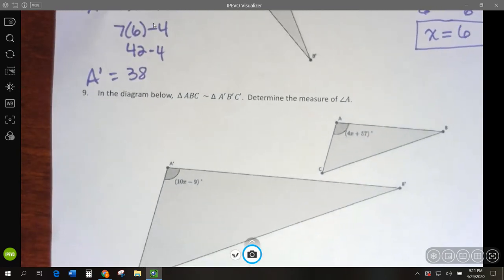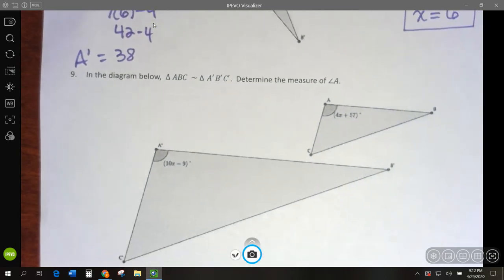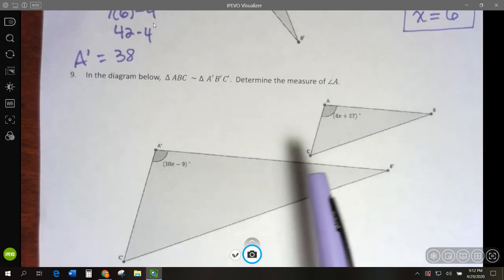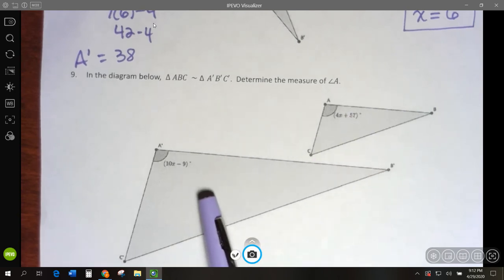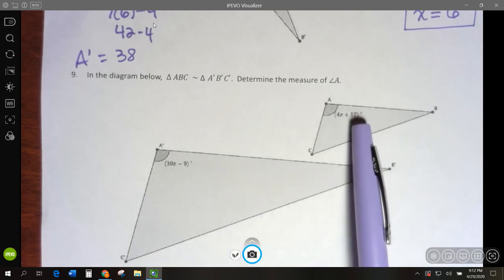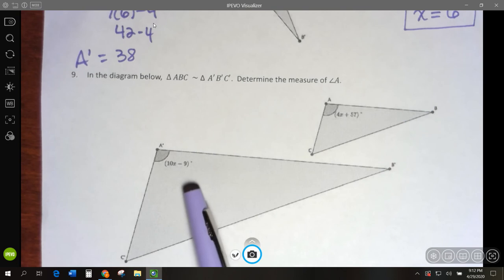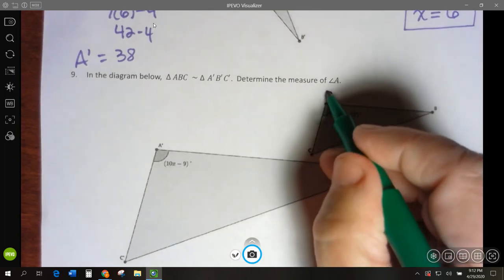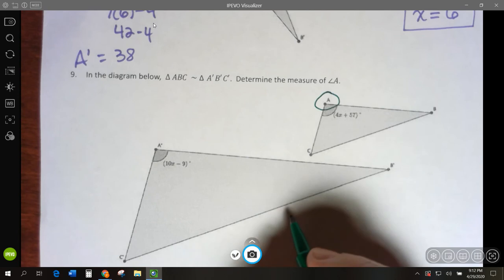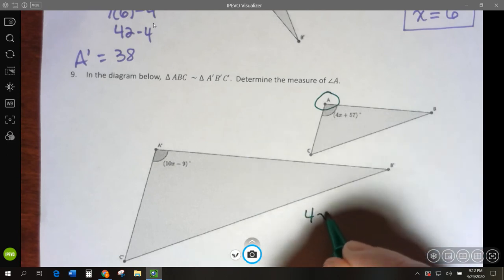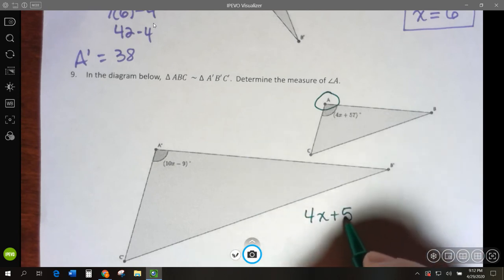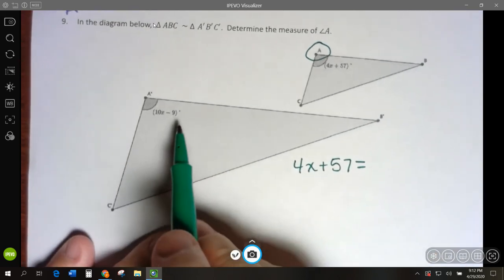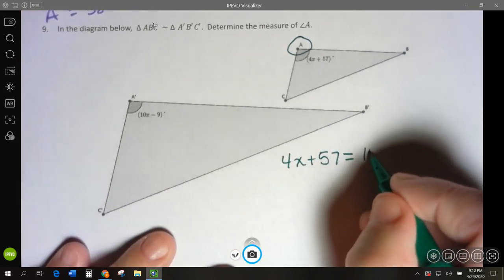Let's go down to number 9. It is the same type of problem. Triangle ABC is congruent with triangle A prime, B prime, C prime. Therefore, angle A will be the same measurement as angle A prime. And they want us to find out the measurement of angle A. So we know that angle A, 4x plus 57, is going to be the same measurement as A prime, 10x minus 9.